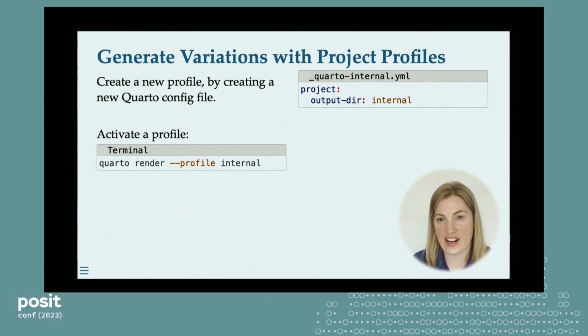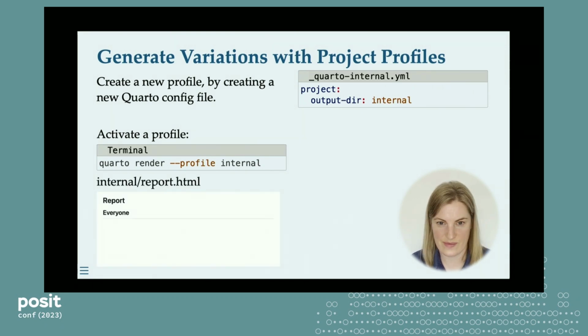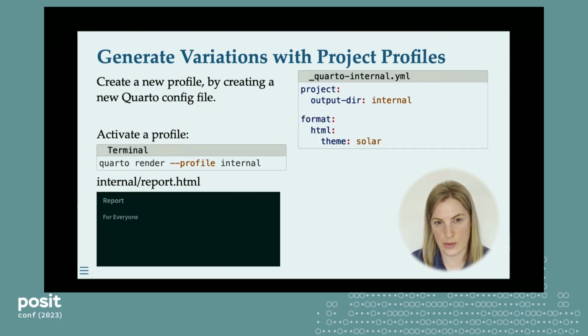I'm going to add a different output directory to my internal profile. Let me say internal. Then, when I render with this profile activated, I get this report.html in the internal folder. Not very exciting yet, but I can use this profile to start making changes that distinguish the internal output from my default output. So just to visually make a distinction, I could add a theme to my internal profile.